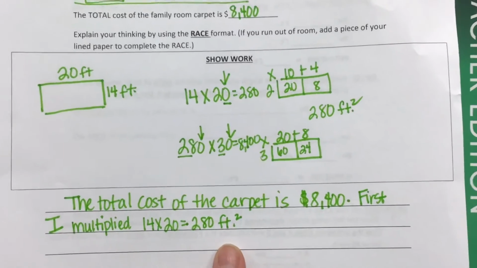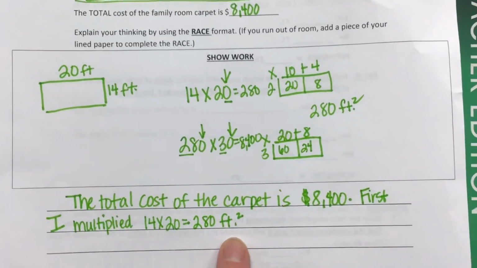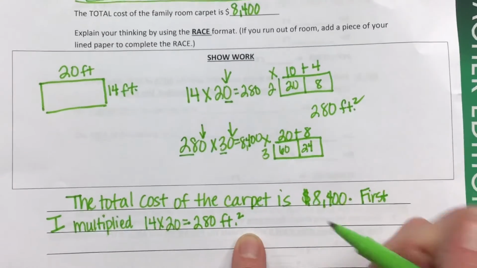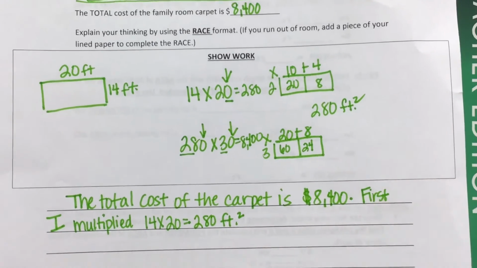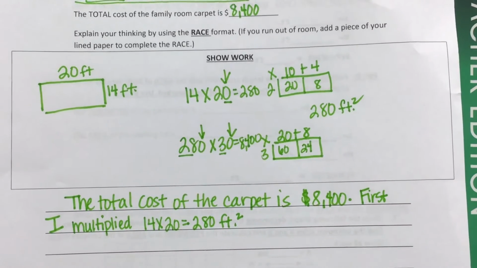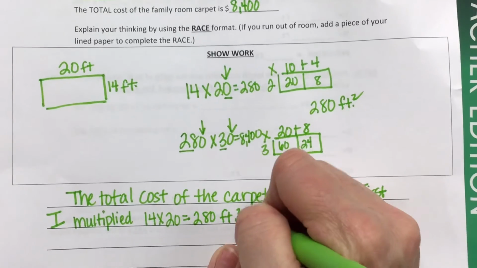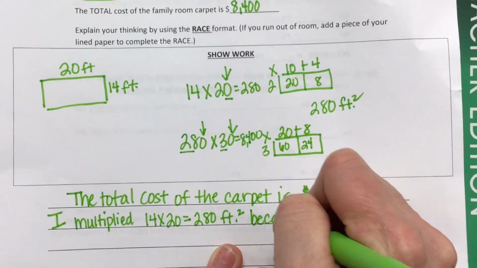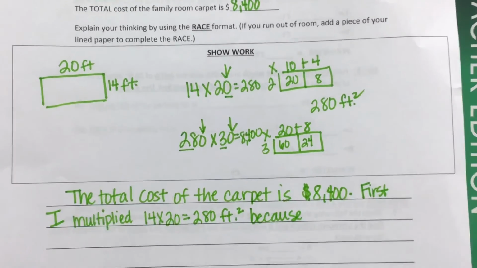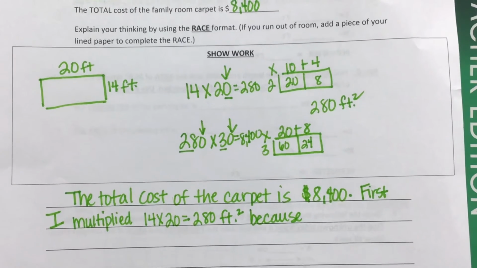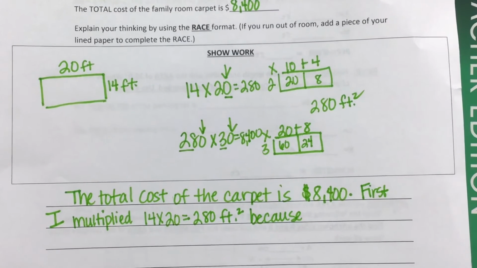Okay, 280 square feet. Now, my next word needs to be what? It's cite the equation and explain. What do I start my explain with? I multiplied 14 times 20 equals 280 square feet. Because that is what we say when we explain. Why did we do 14 times 20?